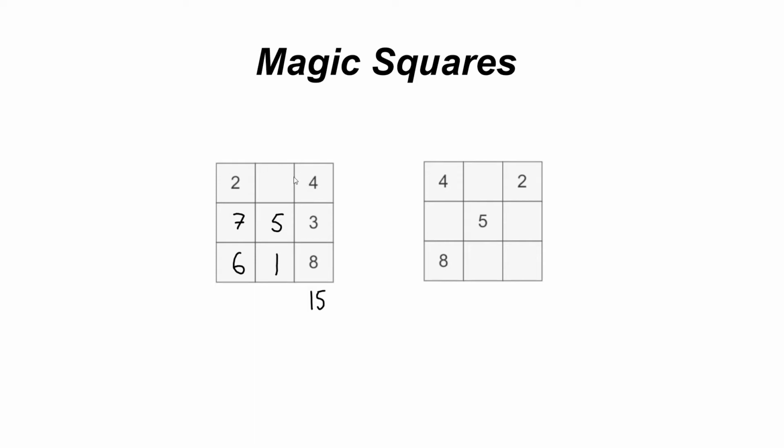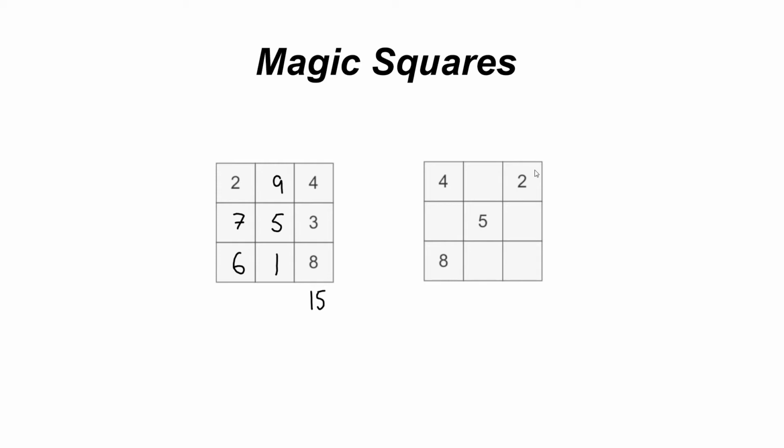Likewise up at the top, 2 add 4 is 6. So we need a 9 up at the top to make this row 15. If we check that middle column as well, 9 add 5 add 1, that gives us 15. The main diagonals give us 15. All the rows and columns add to 15. So that's the magic square complete.